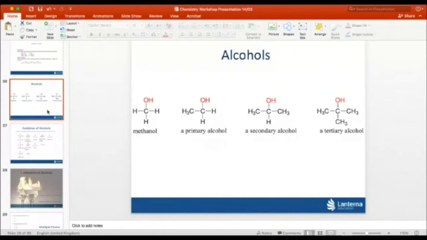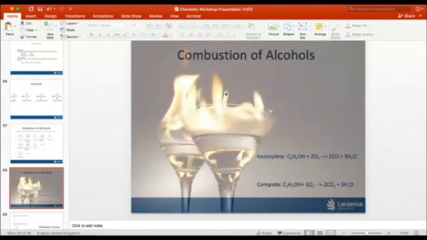In terms of alcohols, this is the last bit for the standard levels. Okay, so alcohols combust. I've got a beautiful page here of combustion of alcohols. Again, remember, incomplete combustion gives you carbon monoxide and water, and could also give you carbon as well. And complete is always carbon dioxide and water.